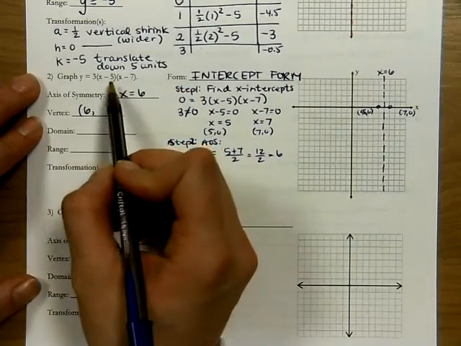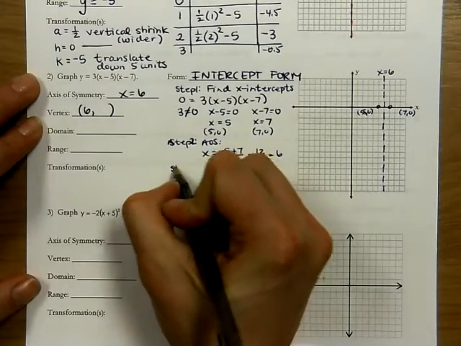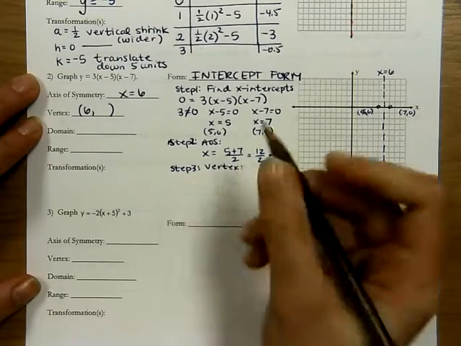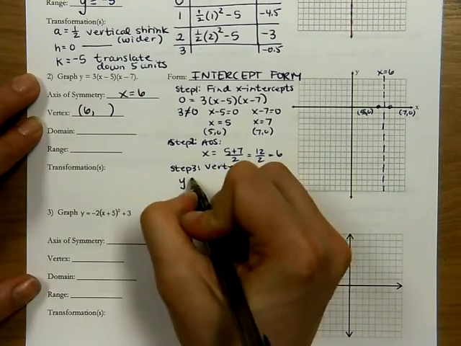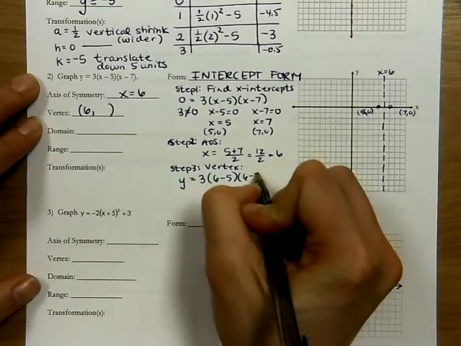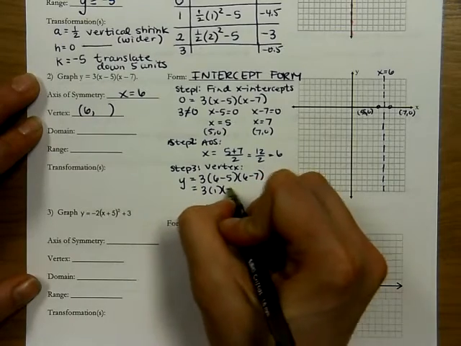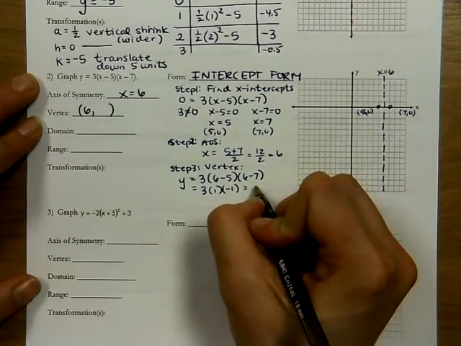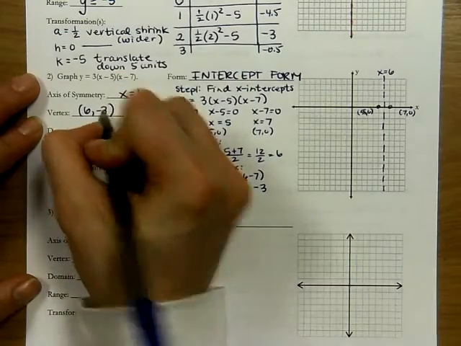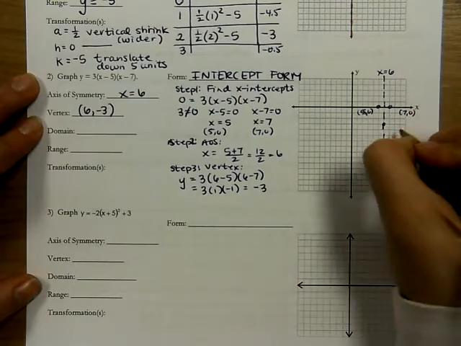Well, fortunately I have an equation that relates the x and the y coordinates for this function. So step 3 is to find the vertex, and I'm going to do that by substituting in 6 for x. When I simplify this expression, I get that the y-coordinate is -3. So my vertex is (6, -3).